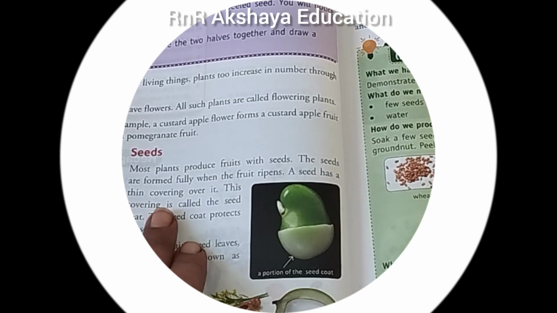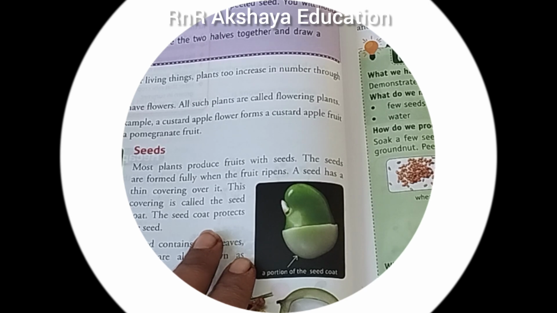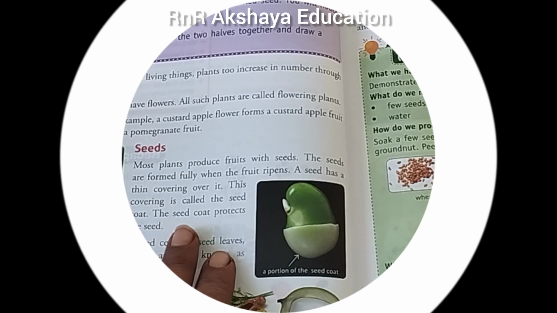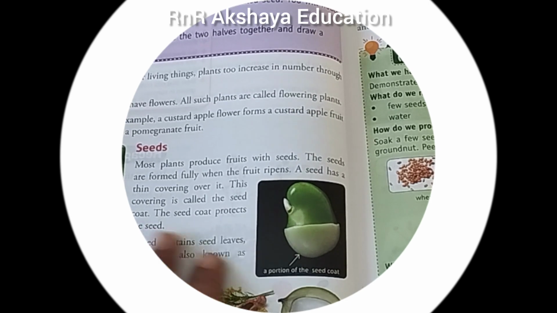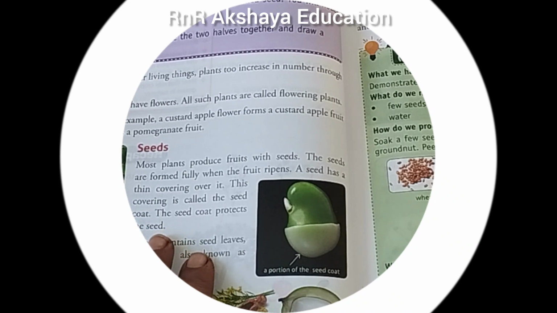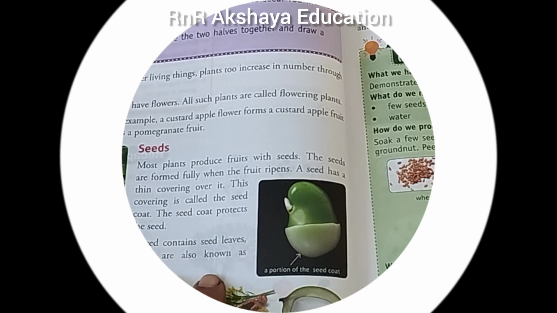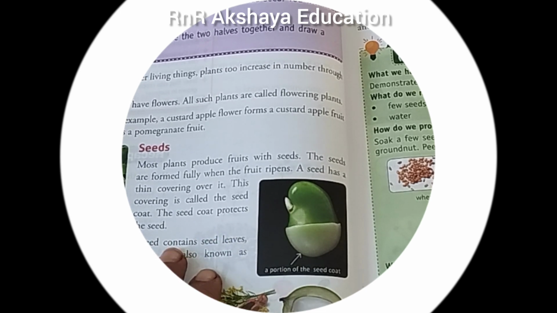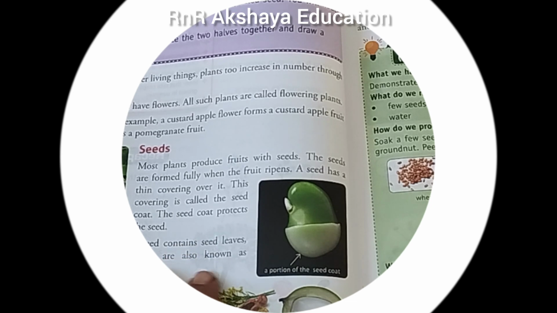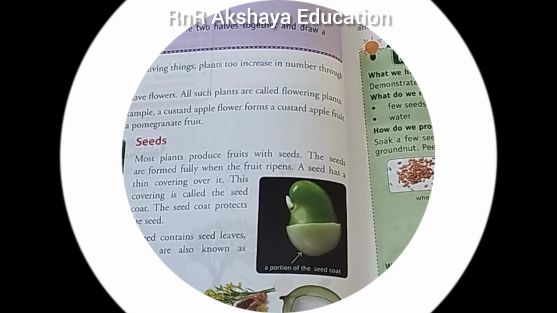A seed has a thin covering over it. This covering is called the seed coat. What is the seed coat? A seed has a thin covering over it, and this covering is called the seed coat. The seed coat protects the seed. What does it do? It protects the seed.